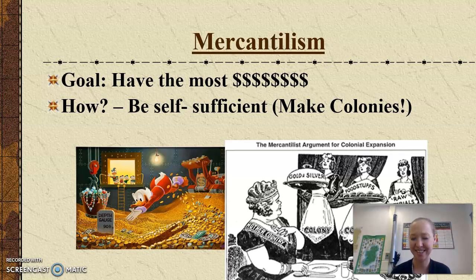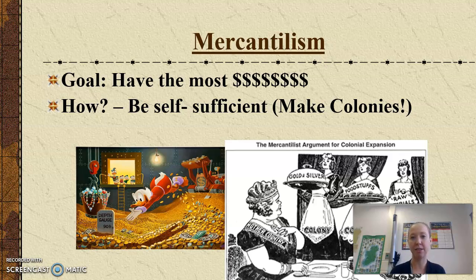All right, so let's go ahead and get started. We are going to be focusing on the economic impacts of this new exploration and then colonization, and the big economic system that occurs and that is going to be used throughout the world at this point in history is going to be mercantilism. The goal of mercantilism is to have the most money. That is your goal, right? And how do you do this? You become self-sufficient. And you become self-sufficient by making colonies.